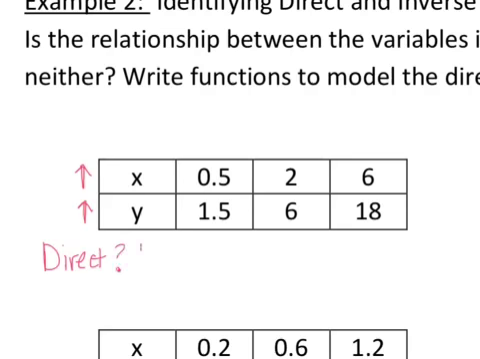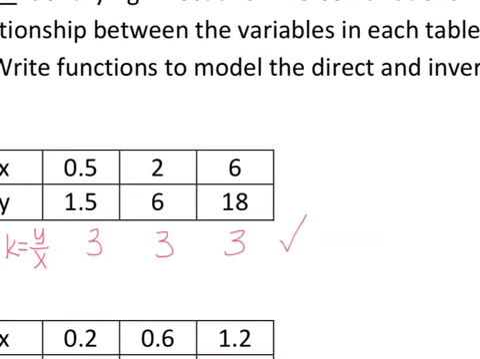For direct, what does k equal? The formula for k is y over x. We're going to use this formula to figure out k for each of these points. If all the k's are equal, then this is in fact a direct variation. What is 0.15 divided by 0.5? 3. What is 6 divided by 2? And 18 divided by 6? 3. They're all the same, so yes, this is direct.